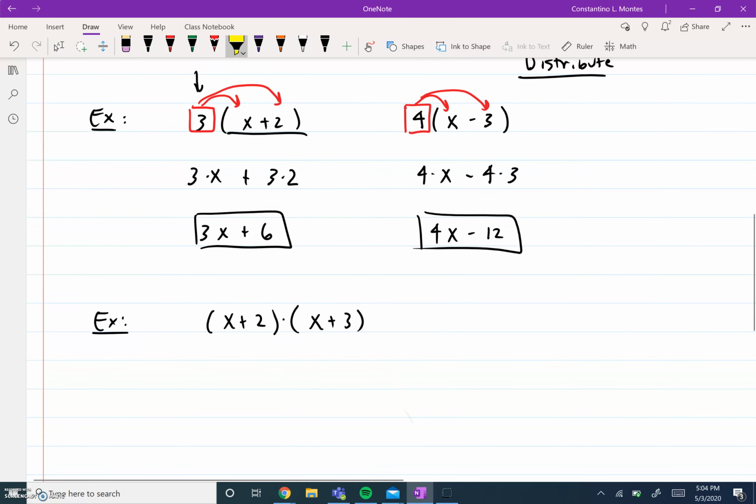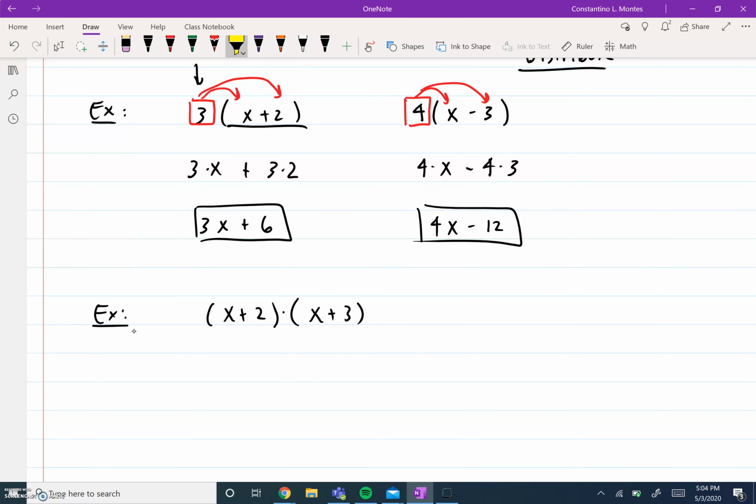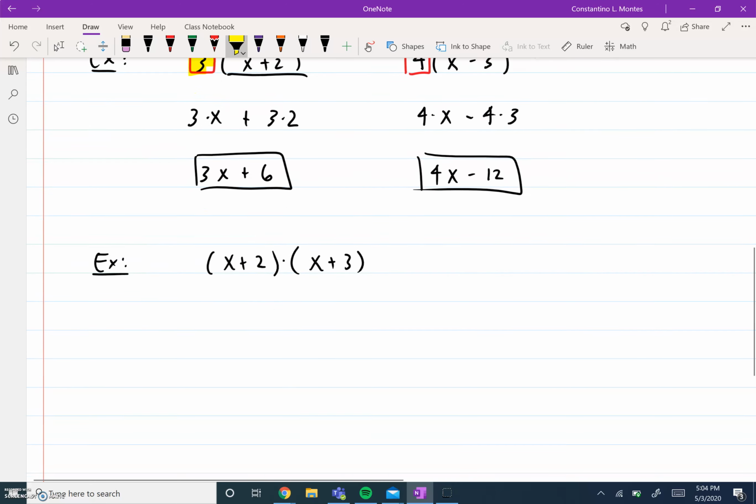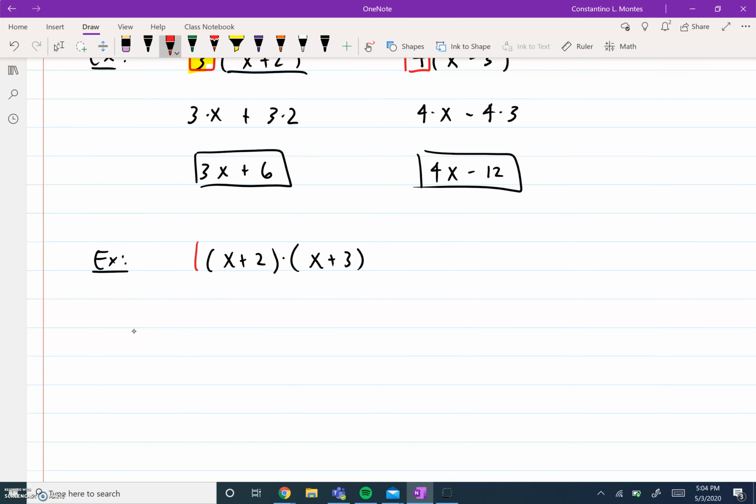So if you notice before, and it's in the red box here, I'll highlight it, we took the 3 and we multiplied it to each term in the binomial. We're actually going to do the same thing here. Except we're going to take this x plus 2 as the entire thing, and I'm going to multiply it to every piece. So I'm going to distribute the thing that's in the parentheses, this piece. Right? So what is that going to look like?